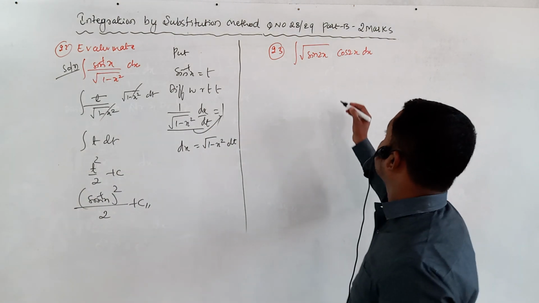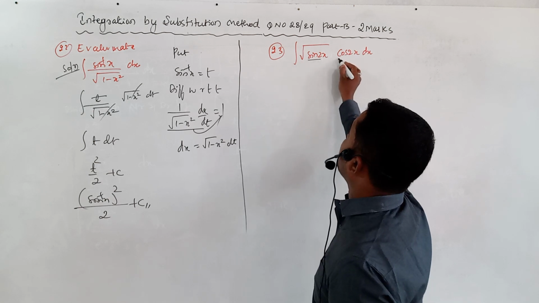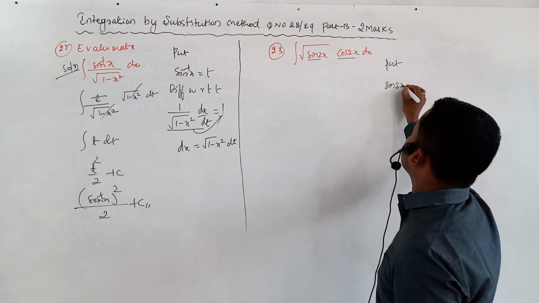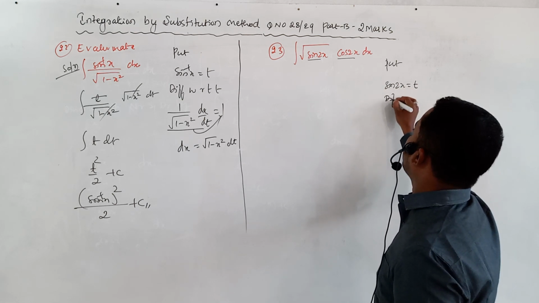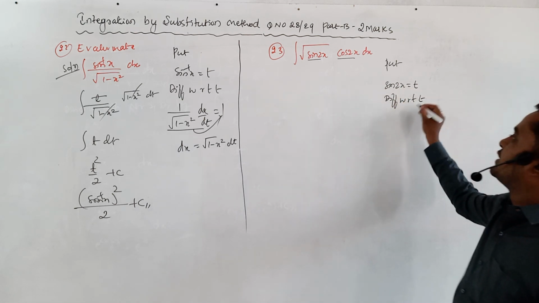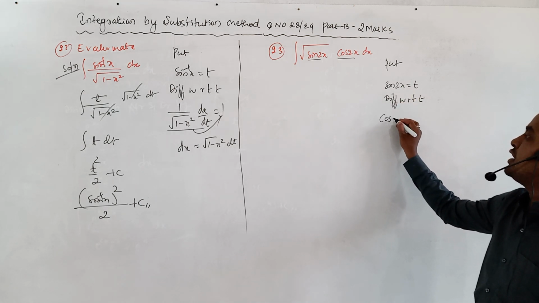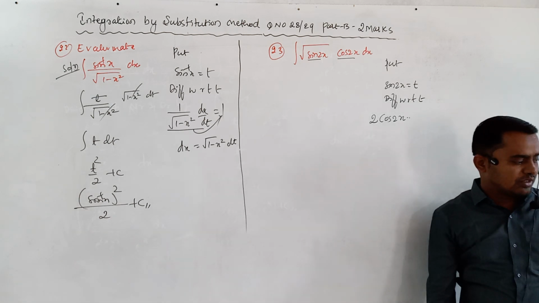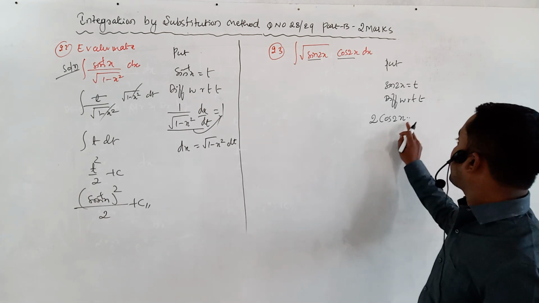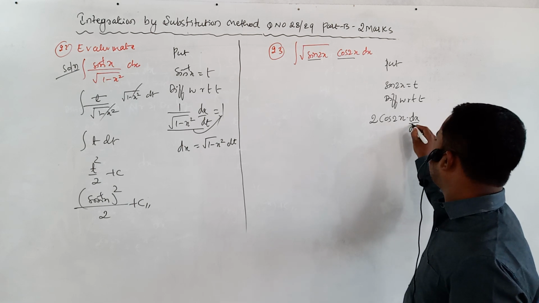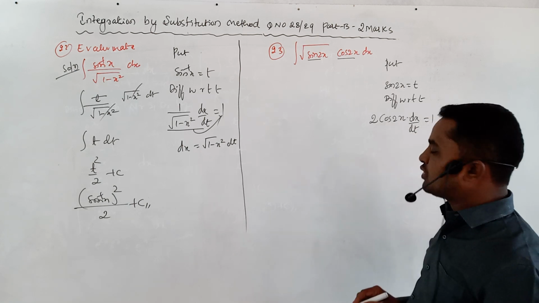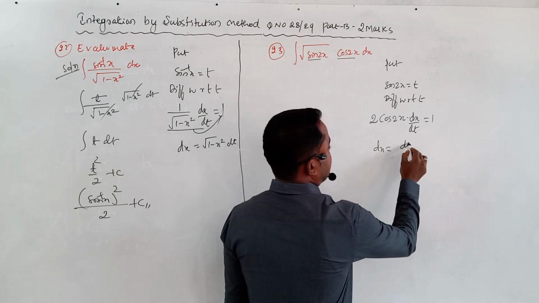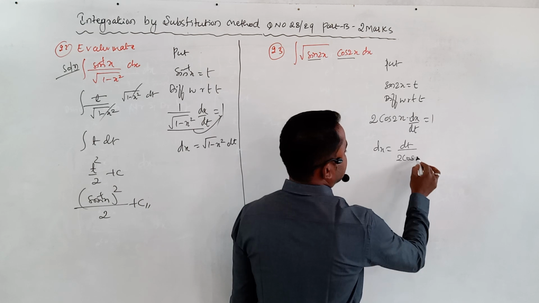Yes, next one. See here, sine derivative is what? Cos. Here put sine 2x is equal to t. Differentiate with respect to t. Derivative of sine is cos 2x into 2, I am writing backside, because derivative of x is what? 1. 1 into 2, 2. Derivative of x with respect to t is what? dx by dt. Derivative of t is what? 1. Now solve for dx. Now dx is equal to dt divided by 2 cos 2x.